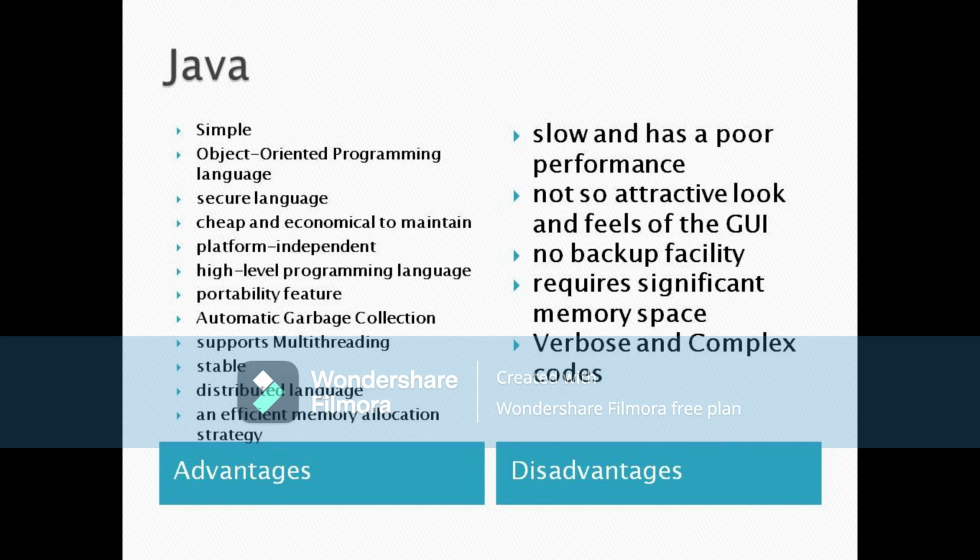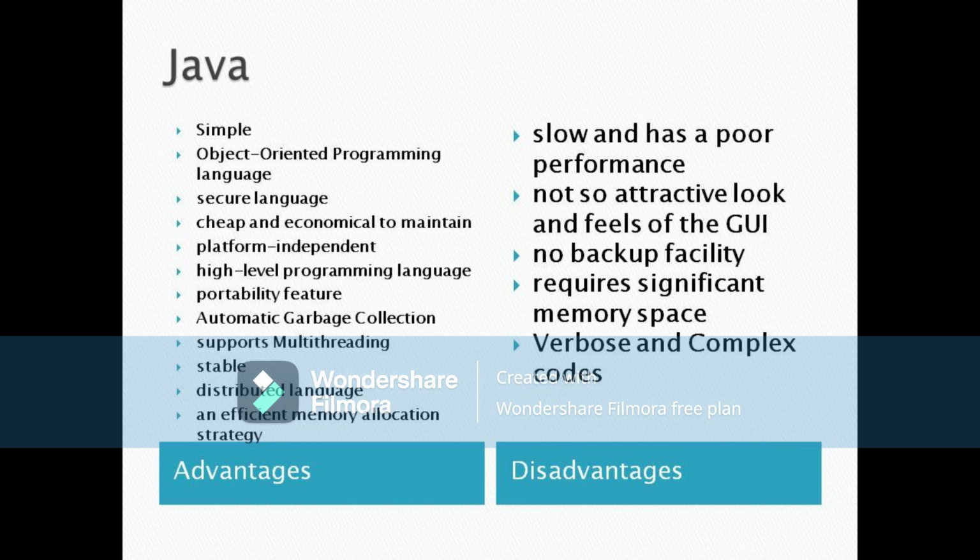Then Java is a high level programming language, that means a human readable language. So it is similar to human language and has a very simple and easy to maintain syntax that is similar to the syntax of the C++ language, right? Java supports the portability feature, that means platform independence is there, due to which it is portable.